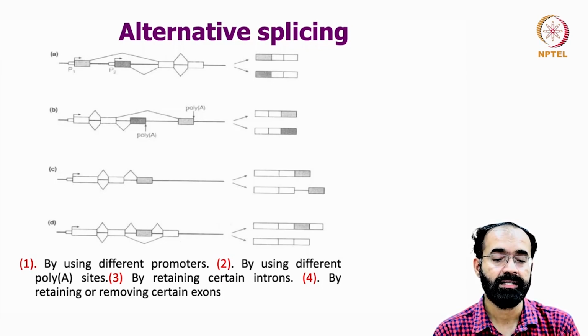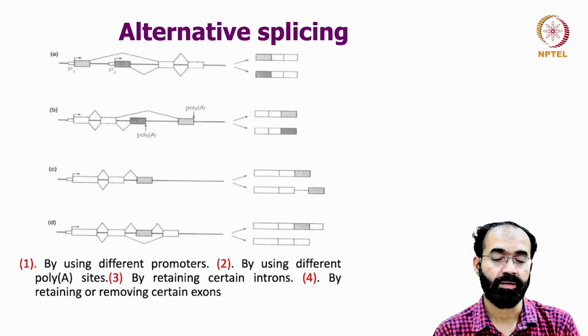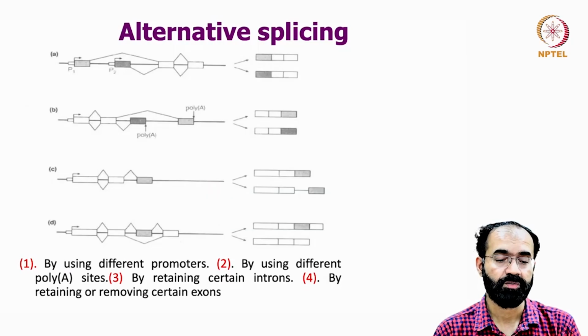In the second case, this spliced here, and this did not immediately splice, but it included a portion of this intron, which was completely removed in the previous case. So you end up getting an extra sequence from the intron. And then what was the other one? Retaining or removing certain exons. So that is what you are seeing in the last example.